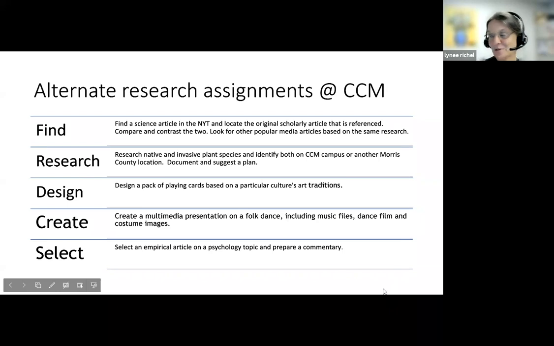Another biology professor had the students walk around campus and try to identify both native and invasive plant species. We looked at a variety of books and databases that the US government put together to help identify both native and invasive species. We had an art teacher who had students design a pack of playing cards based on a particular culture's art traditions, and the students were able to do a lot of research in the art store database and throughout all of our print art book collection to find inspiration for those designs.